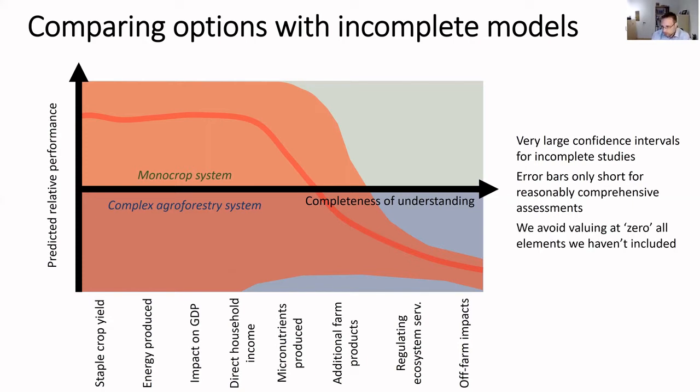By doing this, we would avoid valuing at zero all the elements we haven't included, because that is implicitly often done when some people, for example, only do this staple crop yield study, and then go out to a decision maker and tell them, well, don't bother putting trees. We've shown here that the yields are higher in the pure maize system. Implicitly, in such a recommendation, everything that was not studied is valued at zero.